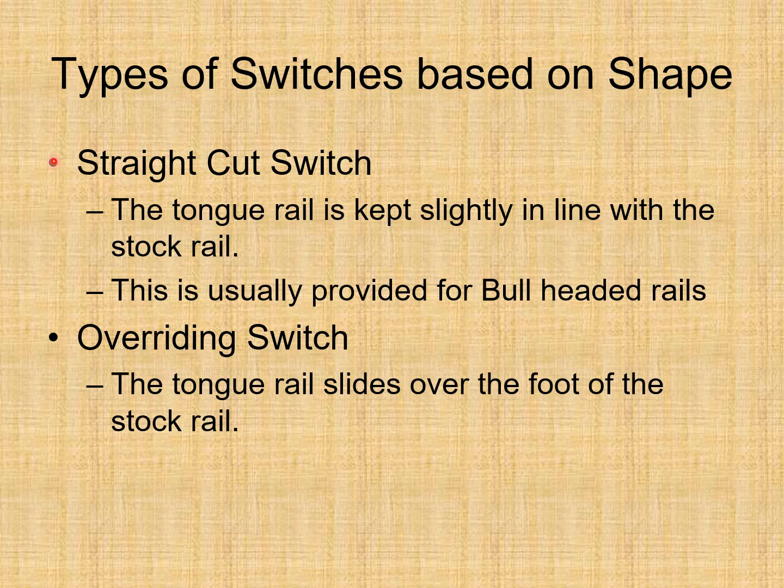Straight cut switch. The tongue rail is kept slightly in line with the stalk rail. This is usually provided for bull-headed rails. Overriding switch. The tongue rail slides over the foot of the stalk rail.